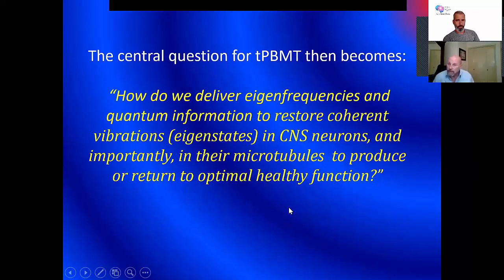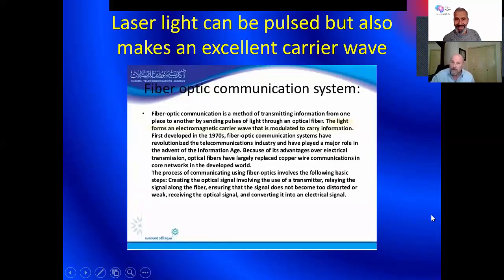Okay, so the central question is, how do we deliver these eigenvalent frequencies and quantum information to restore coherency or coherent vibrations in the CNS neurons? And importantly, their microtubules, to produce a return to optimal healthy function. And here's where we come in. As I've talked about before, lasers or NIR light makes an excellent carrier wave.